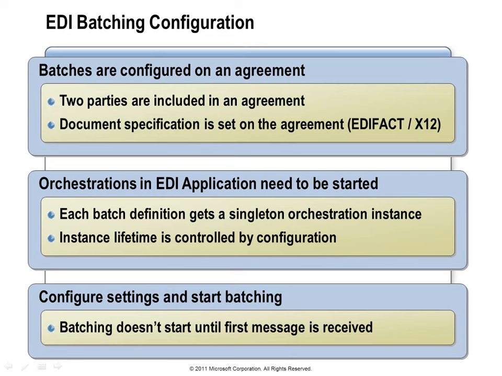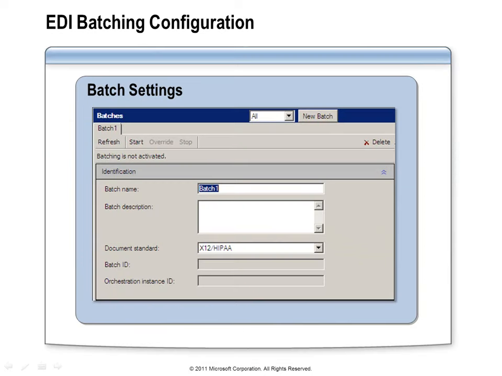There may be batches for customer A and there may be batches for partner B. That same orchestration logic is reused, and we have that single instance then per agreement and batch configuration pair. Now, the batch settings, when we create those, are going to involve identifying the batch and identifying the document standard, what kinds of documents we're working with, but also then we'll define the filters and other settings in here.